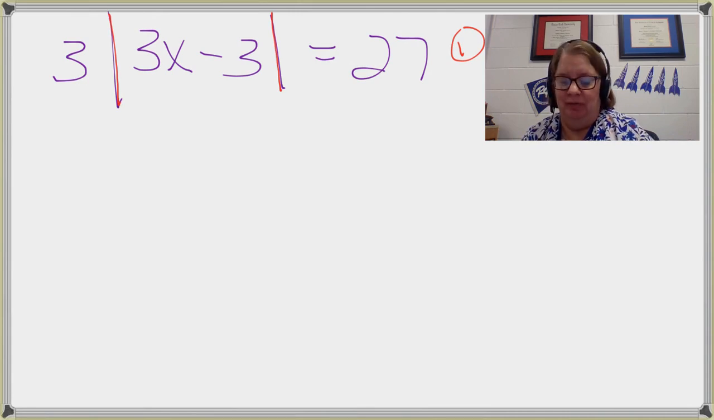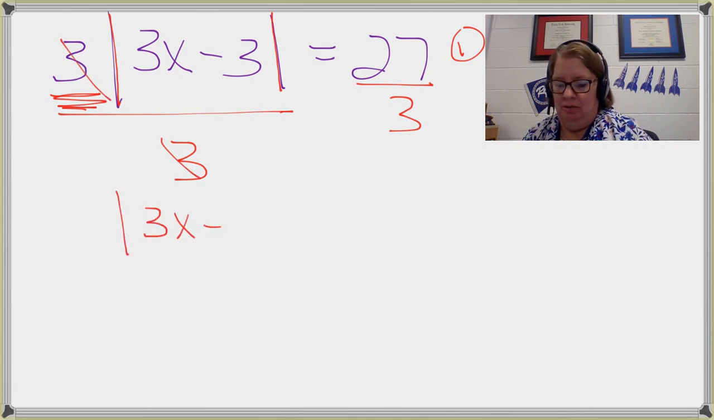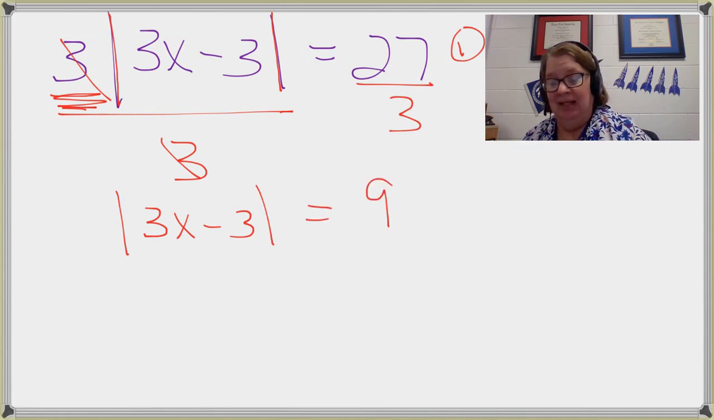Okay, so first we have to get rid of this multiply by 3. How do we get rid of a multiply by 3? To get rid of multiply by 3, divide by 3. If I divide this side of the equal sign by 3, then I must divide this side of the equal sign by 3. These cancel. 27 divided by 3 is 9. Now I have an absolute value equation like we've seen in our previous examples. Okay, first step was isolate the absolute value.